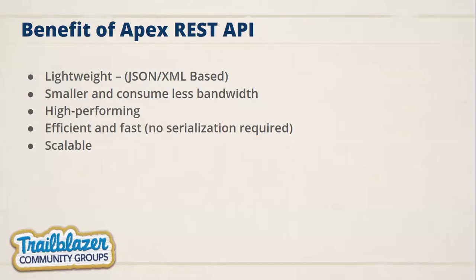What is the benefit of using Apex REST API? First, it is lightweight. Why is it lightweight? Because people normally use JSON, and JSON holds nothing other than your required information. It may carry your patient ID and patient name. Other than that, we are not putting other information like header information or information about security. So it's very lightweight, smaller, and consumes less bandwidth.